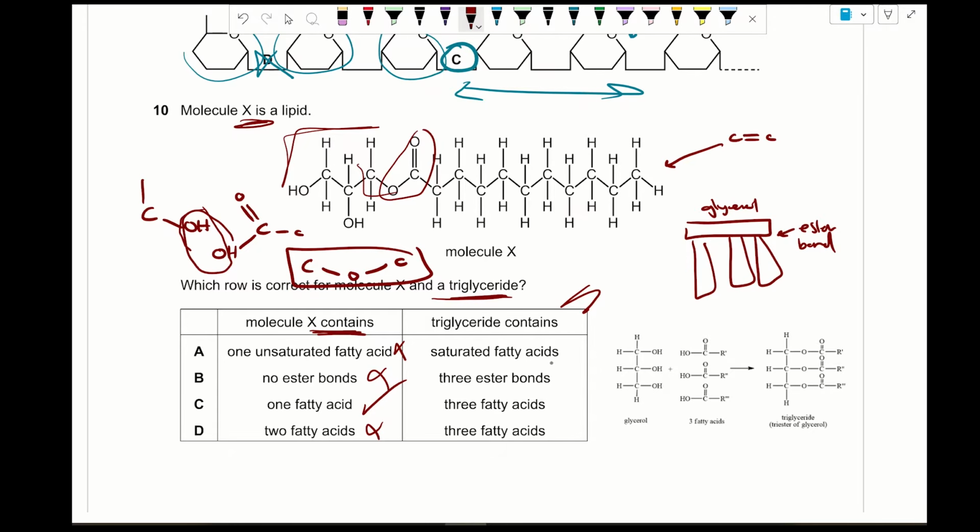Triglyceride contains saturated fatty acids. Yes, it could contain both saturated or unsaturated fatty acids. 3 ester bonds. This is correct because each fatty acid, we said that we have 3, is joined to that glycerol molecule, each by 1 ester bond, therefore making 3 ester bonds. Therefore, this is correct. 3 fatty acids. Yes, this is correct. And this is correct. Therefore, the only correct answer here is C.